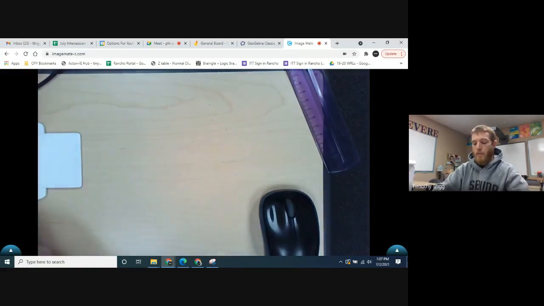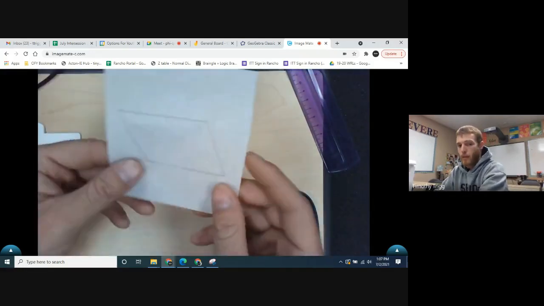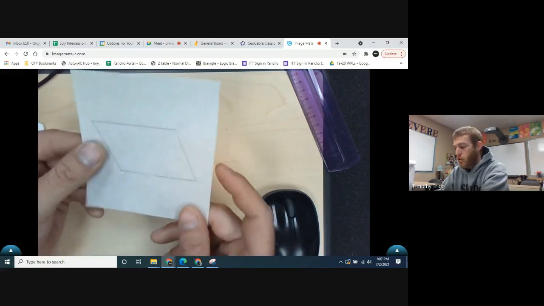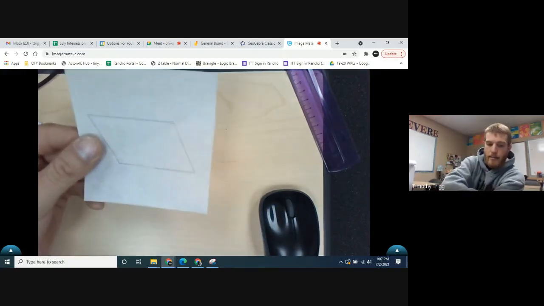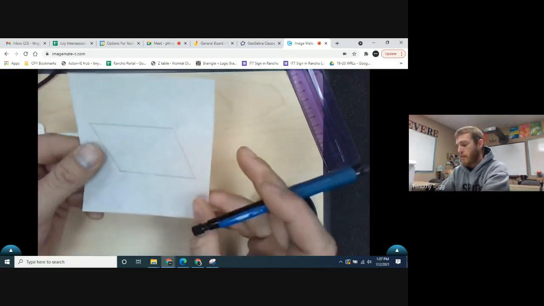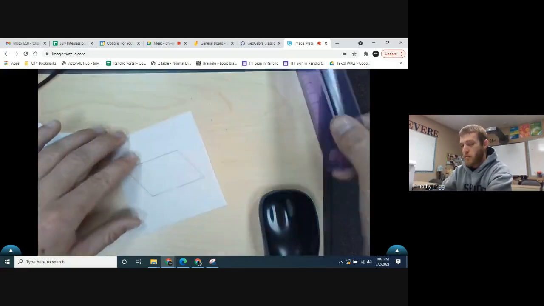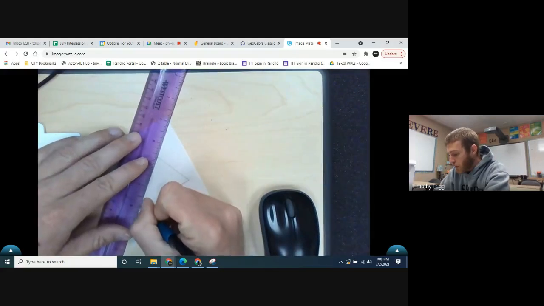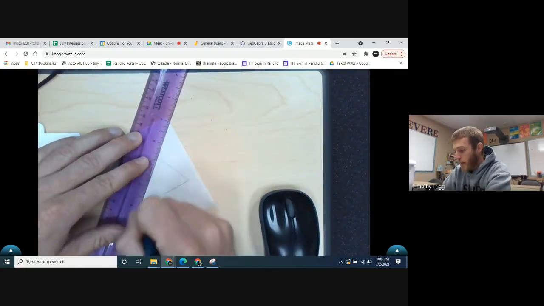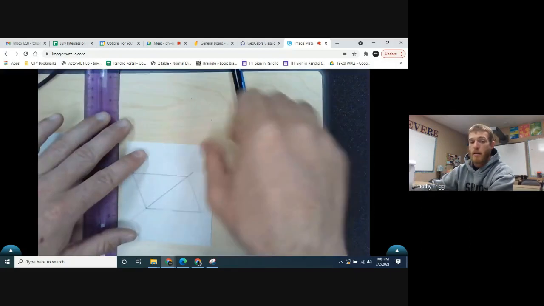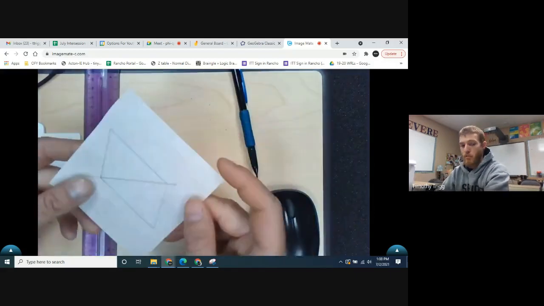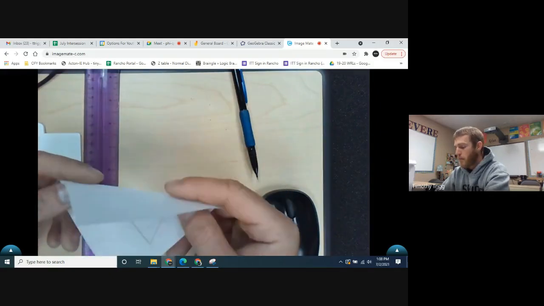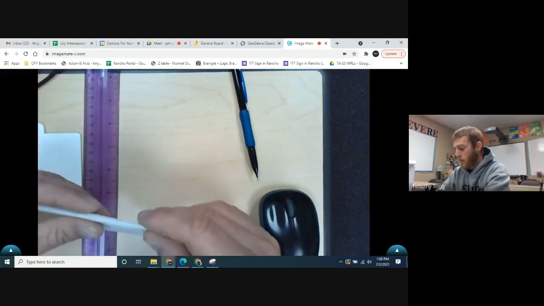Here's another parallelogram that I drew earlier. Does this have lines of symmetry? Well, let's check if it has the diagonal lines of symmetry like the rhombus did. I'm going to use my straight edge here and check to see if the diagonal is going to be a line of symmetry.